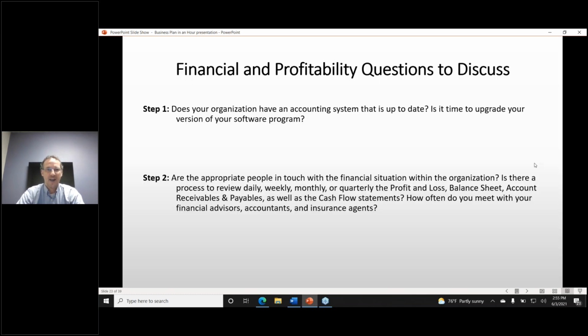Does your organization have an accounting system that is up to date? Is it time to upgrade your version of your software program? There's nothing wrong with running your financials through an Excel workbook or worksheet. But at the end of the day, you have to manipulate the data to find out how to get the numbers. If you have a balance sheet, cash flow statement, and profit and loss statement, you could go to one of these accounting systems. QuickBooks is one of the more recognized.